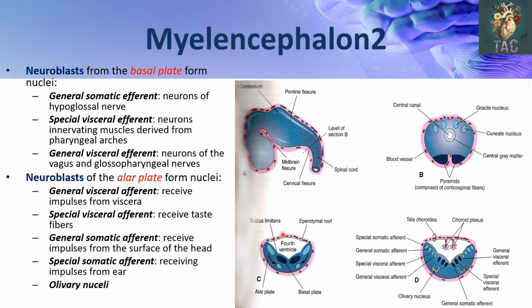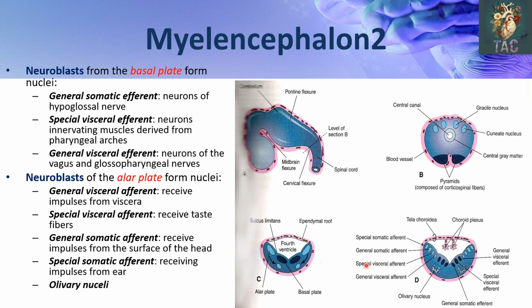Next, we are discussing the alar plates, the neuroblasts in the alar plates which are forming different sensory nuclei. So please remember, in the basal plates we have 3 sets of nuclei, while in the alar plates we have 4 sets of nuclei. So next to the general visceral efferent is the general visceral afferent group. This general visceral afferent group receives sensory impulses from the viscera. Next to it is the special visceral afferent group, which is carrying the taste sensation.